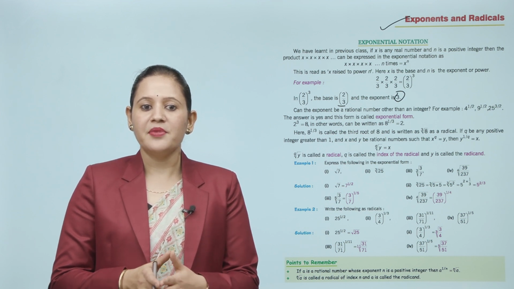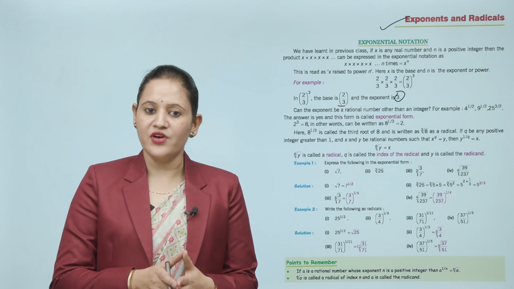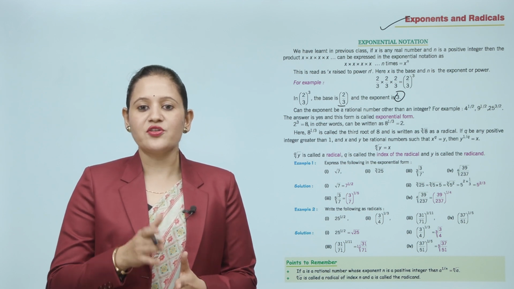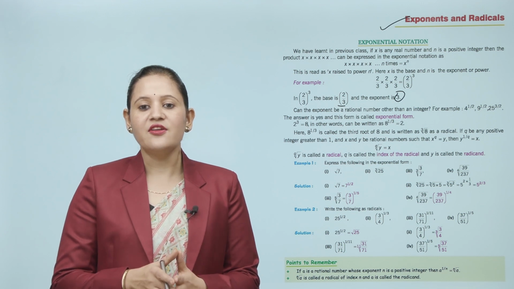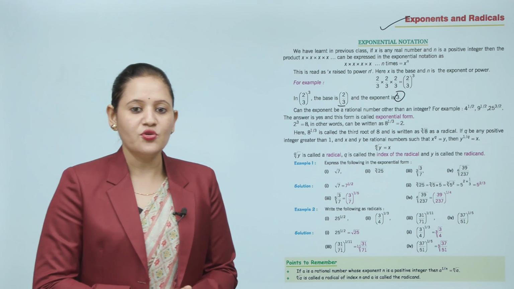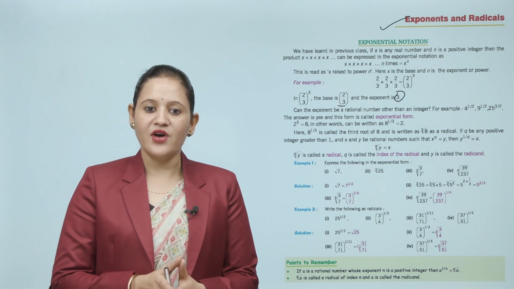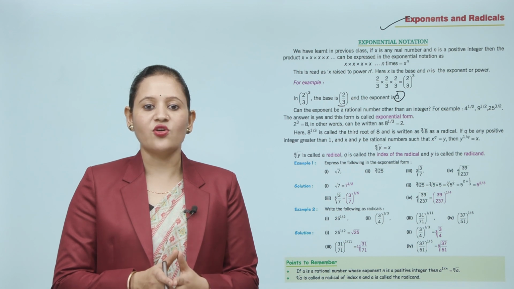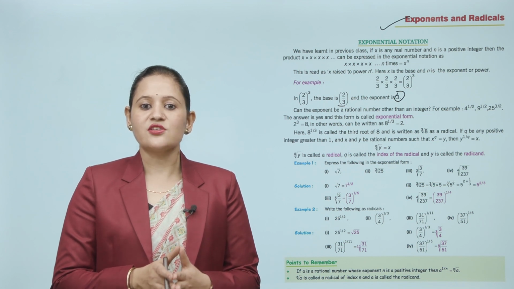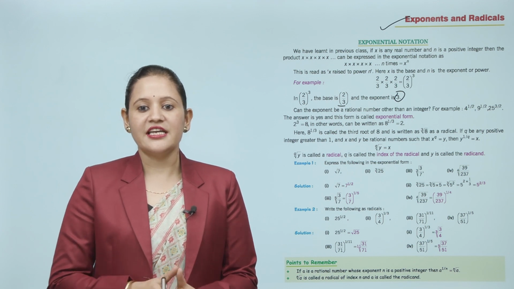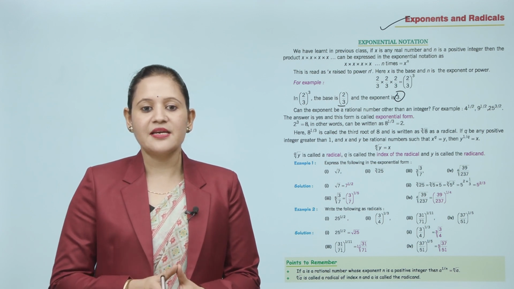If q is a positive integer greater than 1, and x and y are rational numbers such that x to the power q equals y, then y to the power 1 upon q equals x. That is, q-th root of y equals x. The q-th root of y is called the radical, q is called the index of the radical and y is called the radicand. Clear? Let's take the next example.